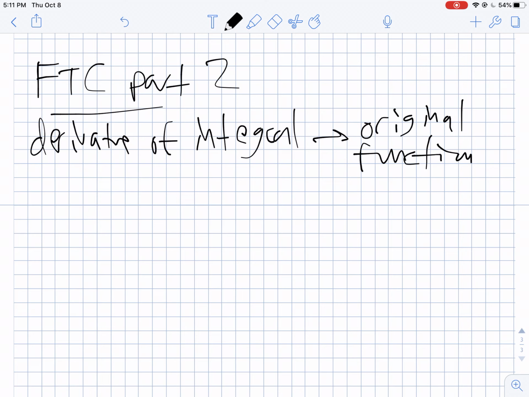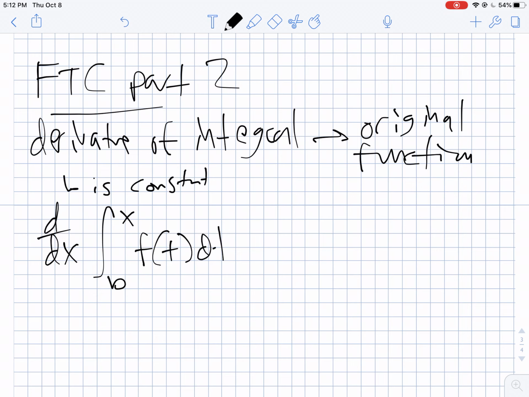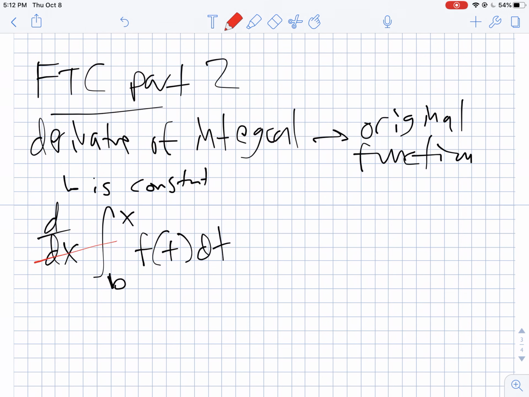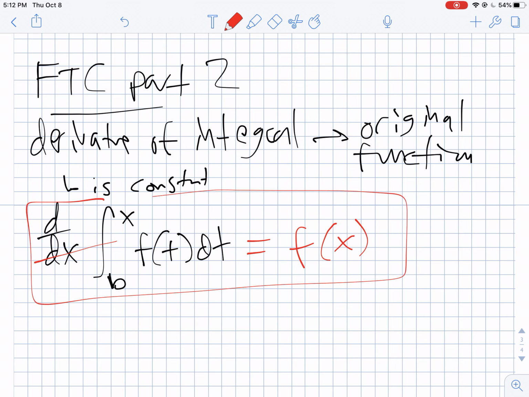Let's assume that b is some constant. If you take the derivative of the integral from b to x of f of t dt, then what this theorem is saying is that the derivative and the integral cancel and you just end up getting f of x. So this is the second part of the fundamental theorem.